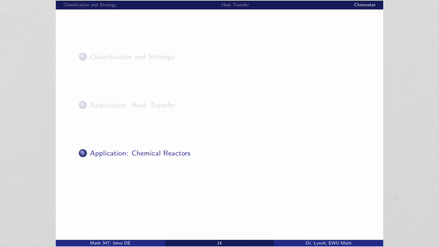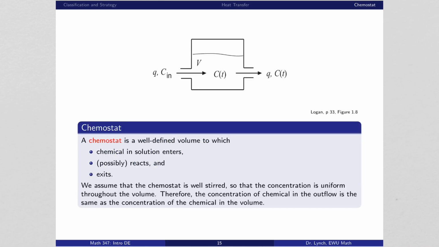Okay, so the last application in this section is an application on chemical reactors or chemostat problems. In this scenario, we define a chemostat. So a chemostat is a well-defined volume to which a chemical in solution enters. Possibly there's a reaction, and then the chemical exits. So one important assumption that we'll discuss often in this model is that the chemostat is well stirred, so that the concentration is uniform throughout the volume.